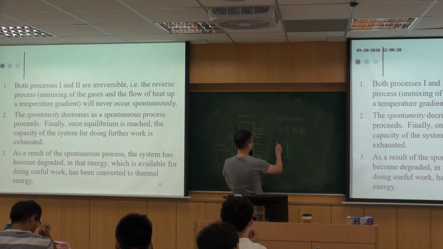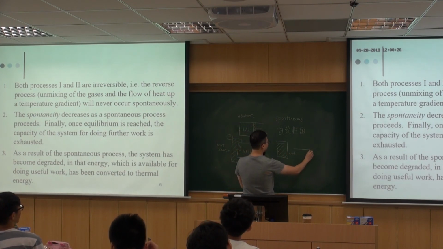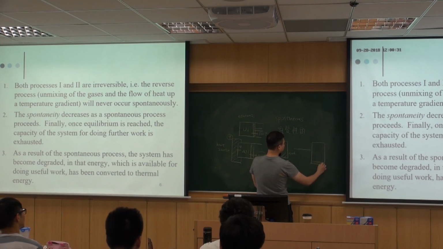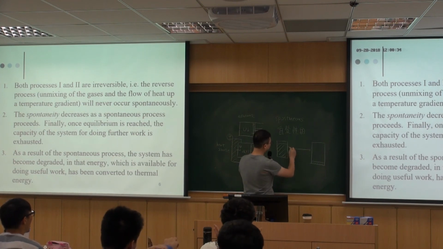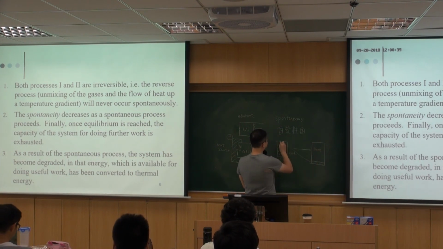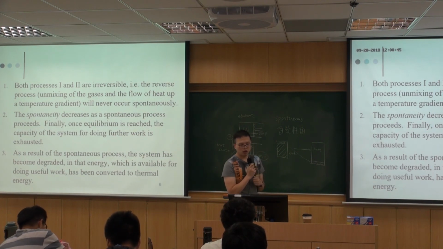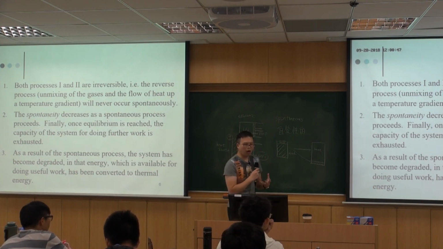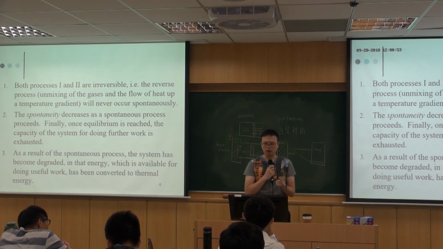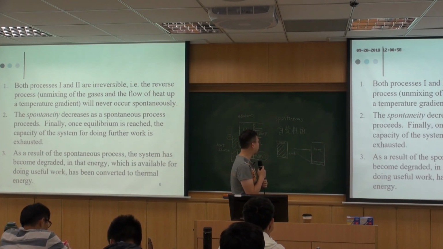Originally you have a lot of energy, and most of it can do work. But through the spontaneous process, the part that can do work will decrease. But the heat, the part that will be transferred as heat, will increase. So eventually you have a lot of heat or thermal energy, but that's not going to do any work. Okay, so this is the process of a spontaneous path.